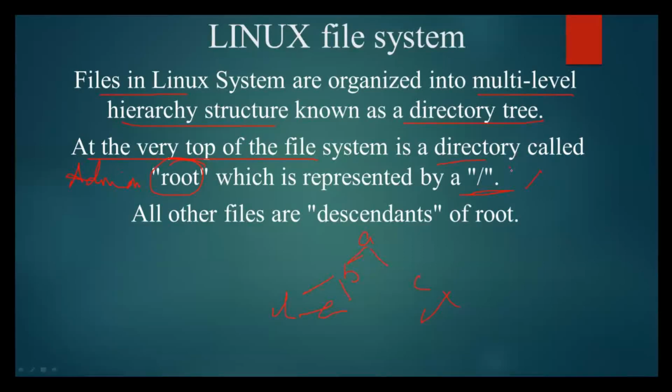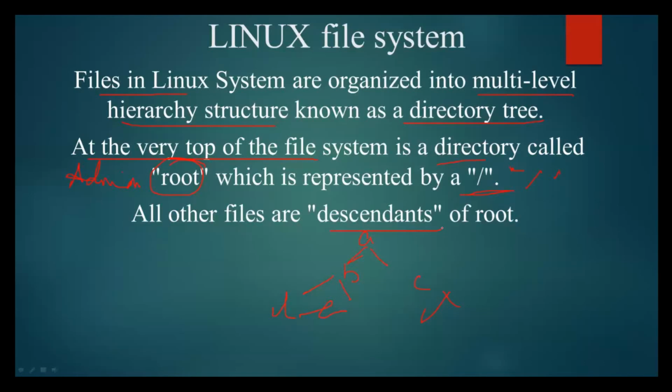That is, we are representing it by using the forward slash symbol. Other files, that is, apart from root, all the other files are descendants of root. So what is the meaning of descendants? They are in a hierarchy. Here root is a parent, and all the remaining folders are its descendants.